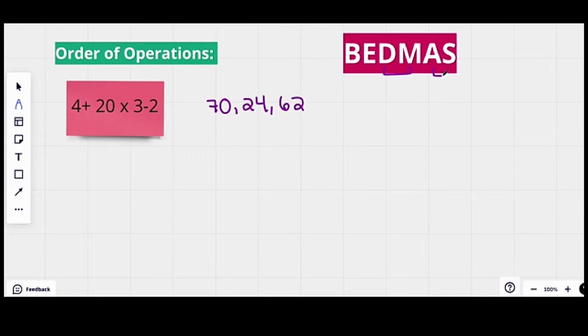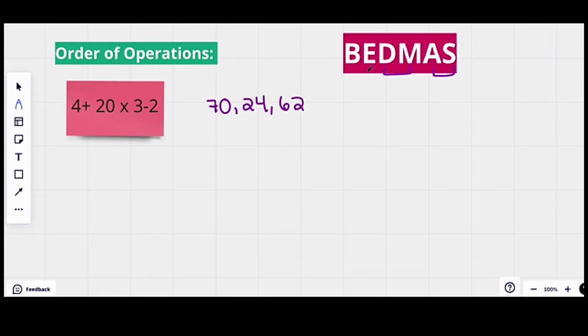If we have an addition and subtraction, same thing. We're going to deal first with the one that comes first. So let's start with this question that we have here. We've got 4 plus 2 times 3 minus 2. So if we follow BEDMAS, we start with brackets. Do we have any brackets in our question? Nope, there's no brackets, so we can ignore that.